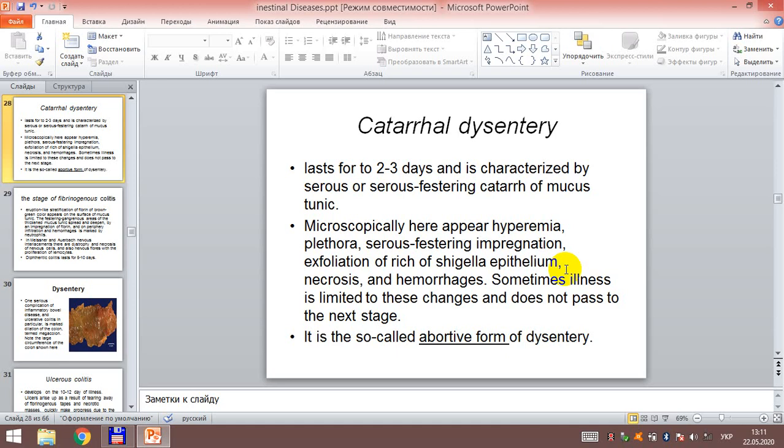First stage, catarrhal dysentery, lasts for two or three days and is characterized by serous or serous festering catarrh of the mucous tunic. Microscopically, here appear hyperemia, plethora, serous festering impregnation, exfoliation of the ridge of Shigella epithelium, necrosis, and hemorrhages. Sometimes illness is limited to this change and does not pass to the next stage. It is a so-called abortive form of dysentery.